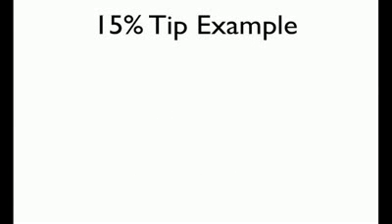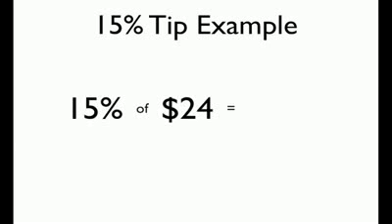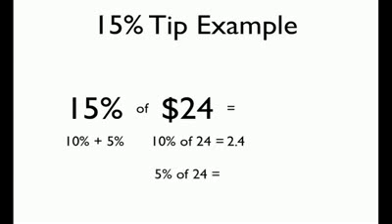15% tip example. Tip usually seems to be about 15%, at least in the part where I live. And a lot of people use calculator apps. Well, you won't have to after this. 15% is just 10% plus 5%, and we already know how to solve those. So 10% of 24. Well, take the decimal place, move it over 1, gives us 2.4. And 5%, well, 5% is just half of 10%, so we divide it by 2 to get 1.2.